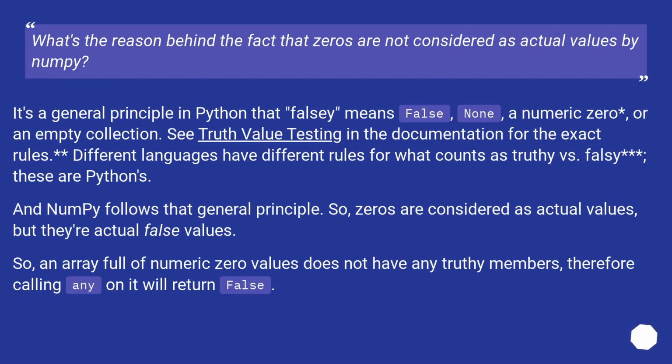It's a general principle in Python that false means false, none, and numeric zero, or an empty collection. See truth value testing in the documentation for the exact rules. Different languages have different rules for what counts as truthy versus falsy. These are Python's. And numpy follows that general principle. So, zeros are considered as actual values, but they're actual false values. So, an array full of numeric zero values does not have any truthy members, therefore calling any on it will return false.